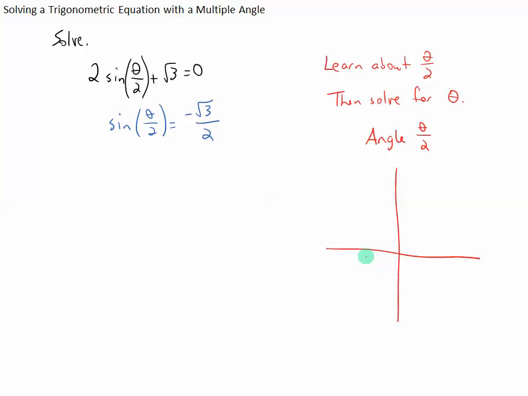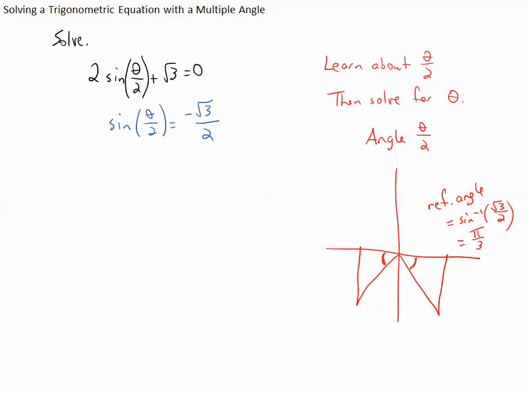Sine is negative on the bottom two quadrants. And I know my reference angle in each case is going to be sine inverse of square root of 3 over 2. Now, you can leave it like that if you like. However, sine inverse of square root of 3 over 2, since it's a 30, 60, 90 triangle, is simply pi over 3.